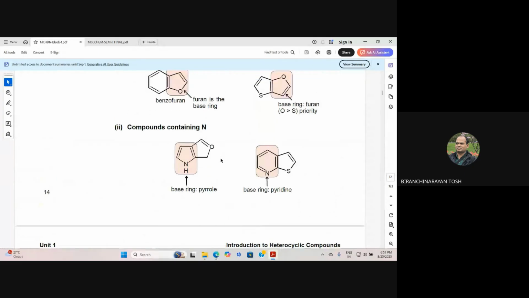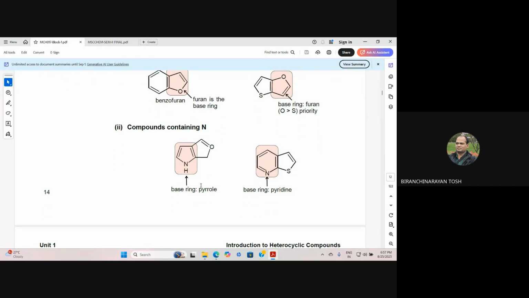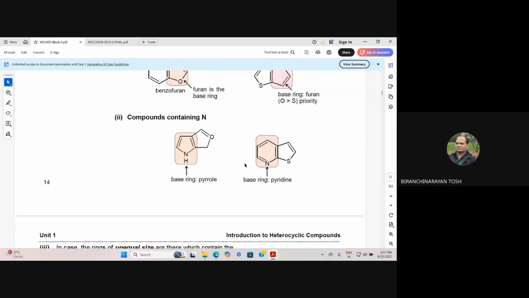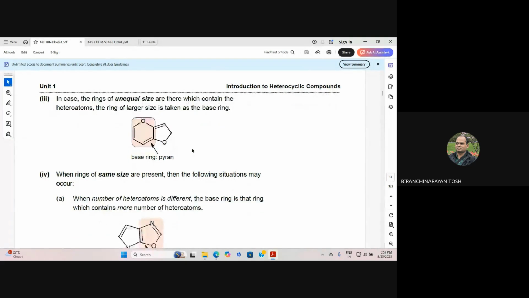In case of the second compound containing nitrogen, the nitrogen must be in the base ring, so priority will be given to nitrogen. Third rule: in case of rings of unequal size containing the same heteroatom, the larger ring will be the base ring. Here the larger has 6 members, so it is pyran. This is furan, so the name will be furanopyran, like pyran.